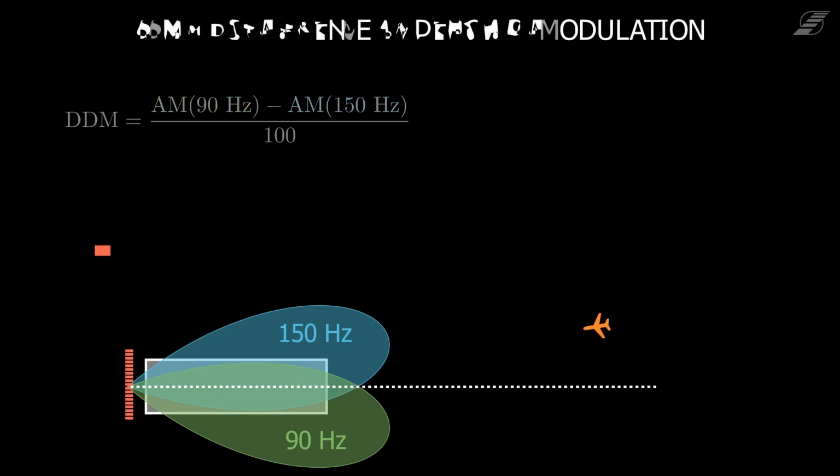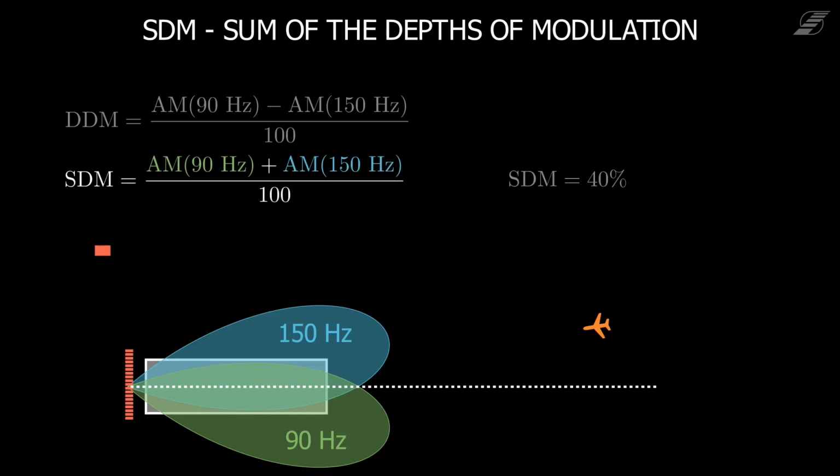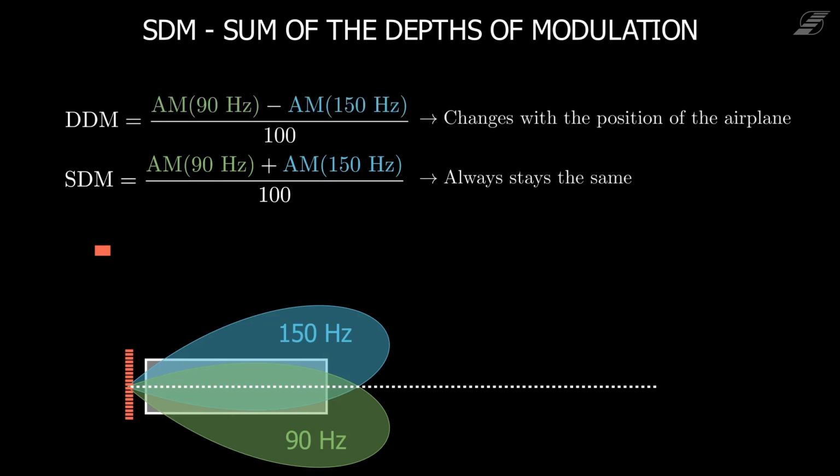The sum of the depth of modulation, the SDM, is the 90 Hz part and the 150 Hz part of the signal added together. The SDM always stays the same since when the 90 Hz signal increases, the 150 Hz signal decreases and vice versa. For the localizer, the SDM is always at 40%.